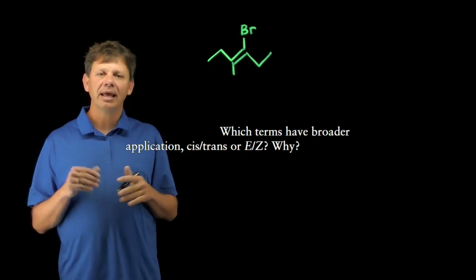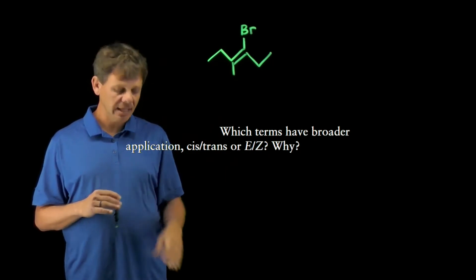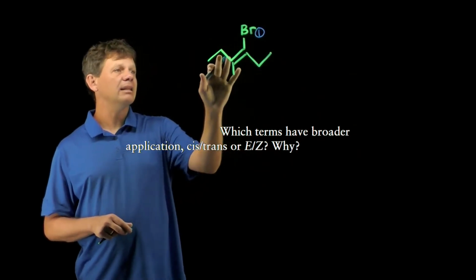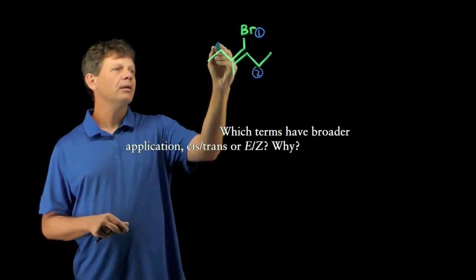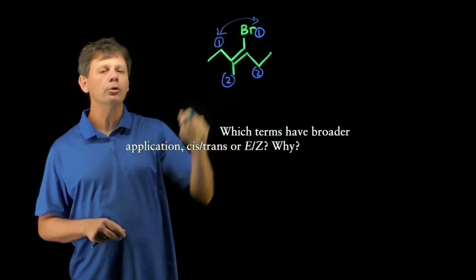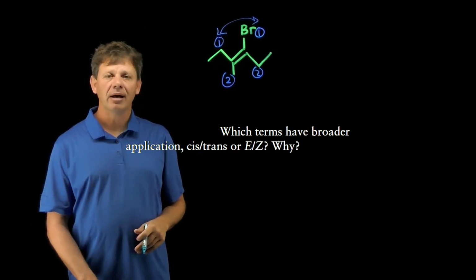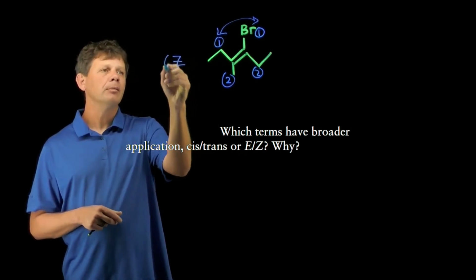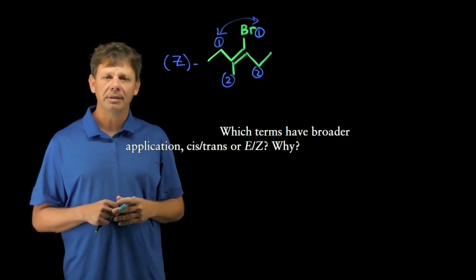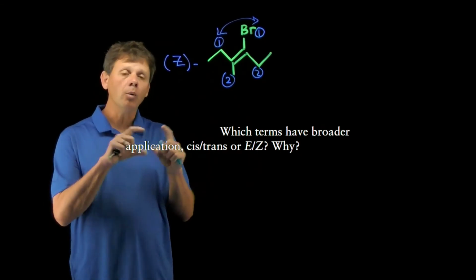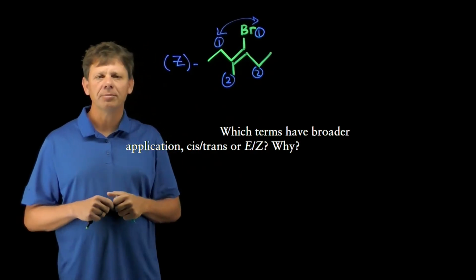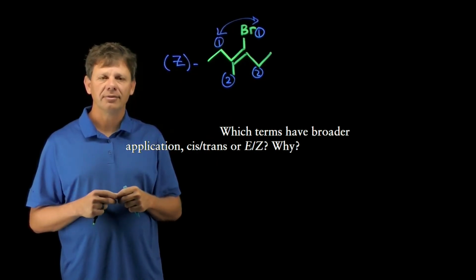The EZ, on the other hand, gives an absolute designation. It tells you that the higher priority substituent, in this case the bromine, and the ethyl on the other side, so this ethyl is 2, this ethyl is 1, this one is 2, it tells you that the two higher priority groups are on the same side of the alkene. This molecule would be Z, but for the purposes of this question, it shows us that the EZ has broader applicability. With EZ you'll always be able to name an alkene that exhibits stereoisomerism. You won't always be able to do that as clearly with cis-trans.